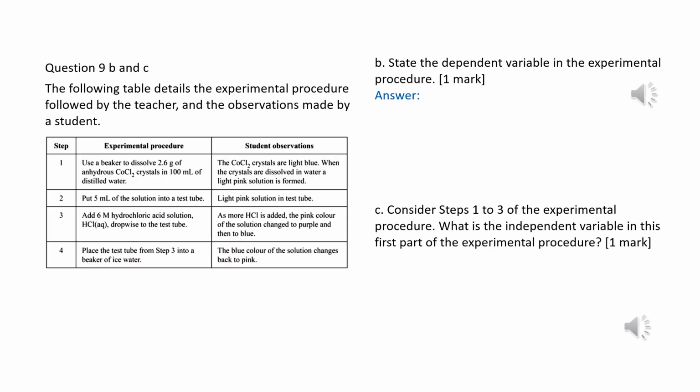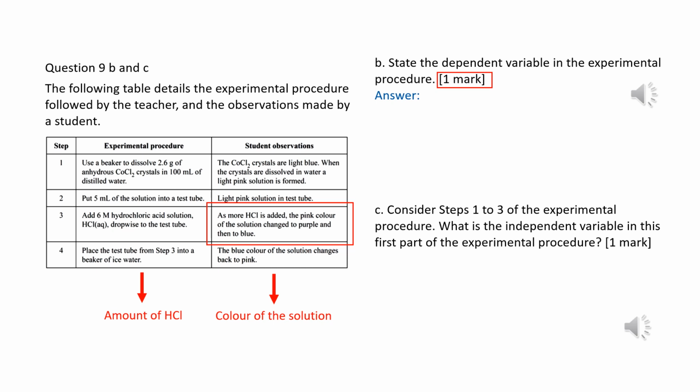State the dependent variable and independent variable in steps 1 to 3 of the experimental procedure. Observation provided the clue of the dependent variable. From the observation column, we know that as more HCl was added, the pink color of the solution changed to purple and then to blue. So, the color of the solution was the dependent variable.